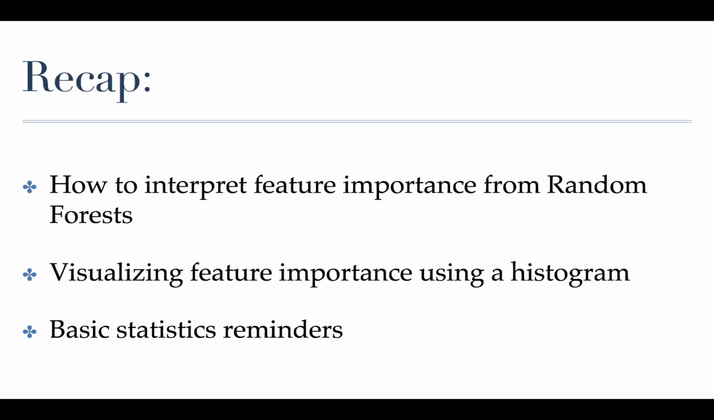So that's kind of the bottom rung of our data science workflow. If you remember that from previous classes, we're going to spend a lot of time on that in our next chapter. We learned how to visualize feature importance for random forest models using a histogram, which is a really unique thing that you can't do with other models easily. And we did some basic statistics reminders, like reminding you what a standard deviation is.